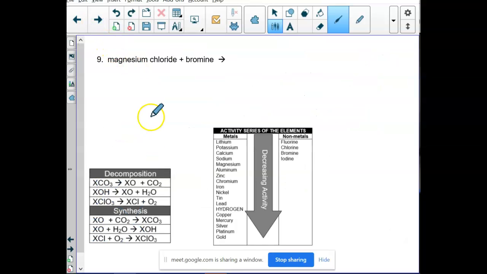Okay, number 9. We got to figure out how to write this first. We know Mg is a +2 from my ion sheet. I know chloride, from chlorine, is a -1. Plus an element by itself. I got to think about Brinkelhoff.